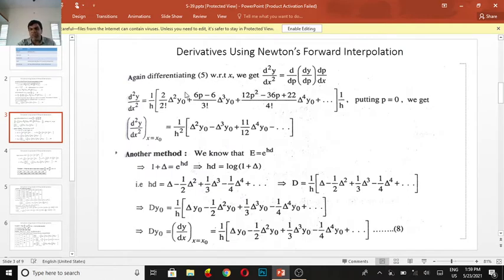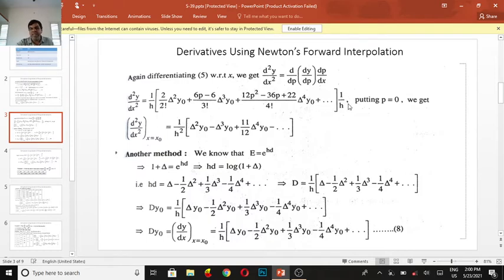Again we differentiate with respect to p. So 1/h, and again I start to differentiate with respect to p. If we differentiate p with respect to p, we get 1. So 2 into p, p is 1, so we get 2/2! Δ²y₀. Again plus 6p, minus 6/3! Δ³y₀ plus (12p² − 36p + 22)/4! Δ⁴y₀ plus etc.